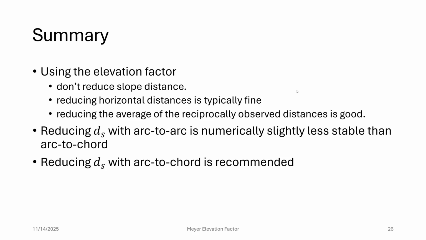Likewise, the formula that reduces slope distance to the arc is fine, although it becomes numerically unstable a little bit when we're working at azimuths close to 45 degrees. And in all cases, reducing slope distance to the chord, the first formula, works great. It's very robust. And it's just a champ.